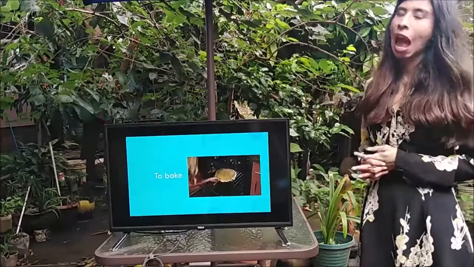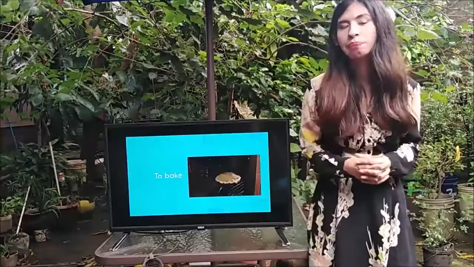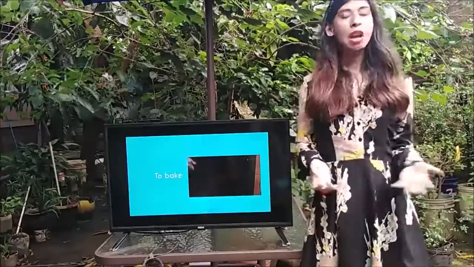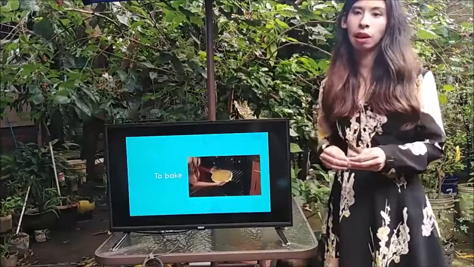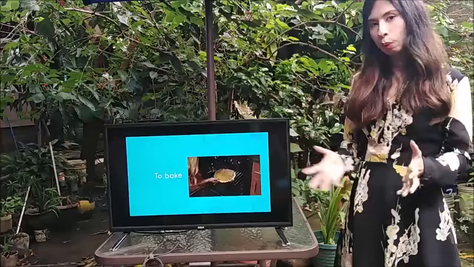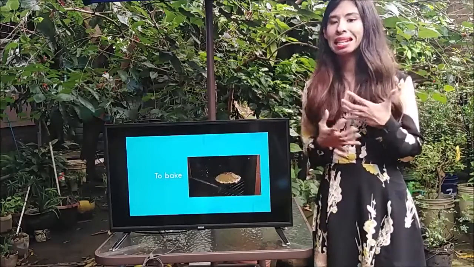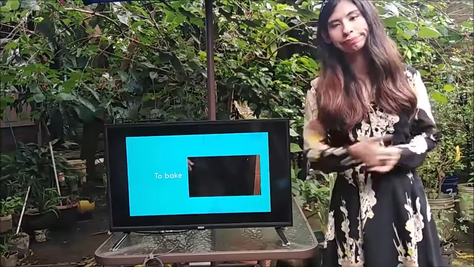to bake. As we discussed before, we may use an oven whenever we're trying to prepare a cake or a pie. So to bake is actually to cook something by means of heating the preparation, but we're not using anything additional such as oil or water.